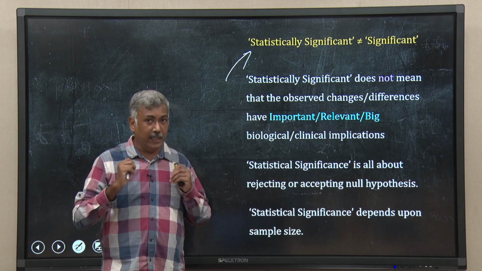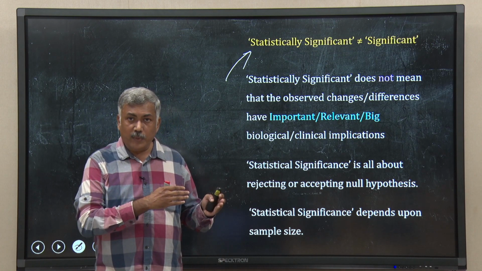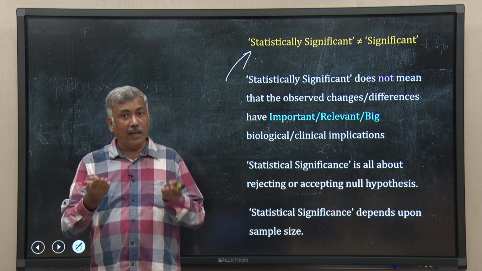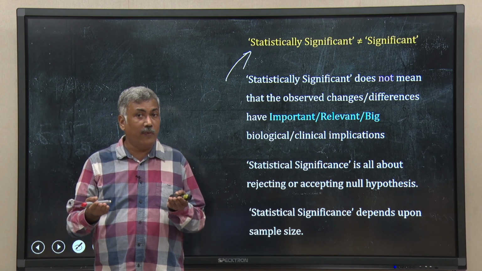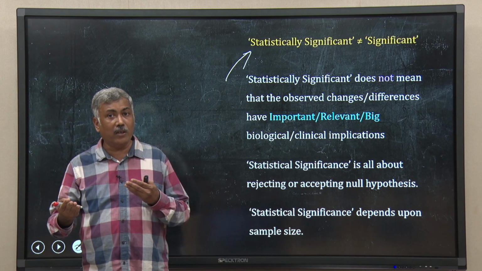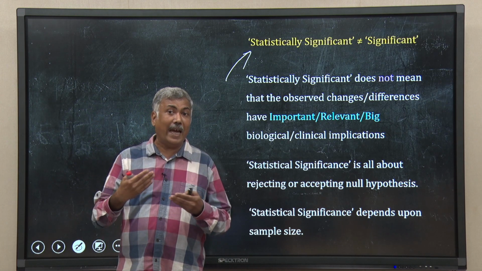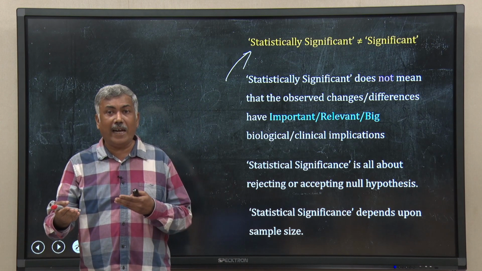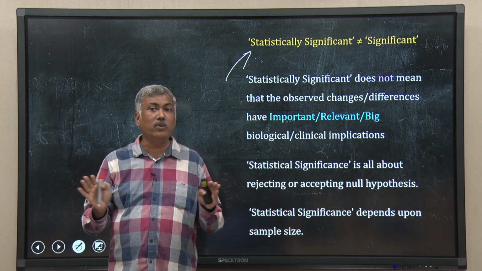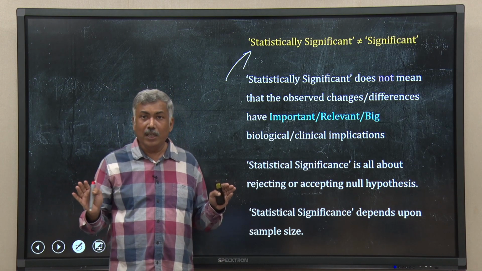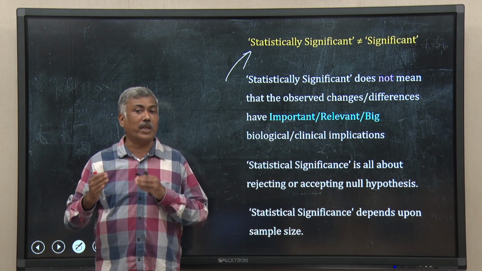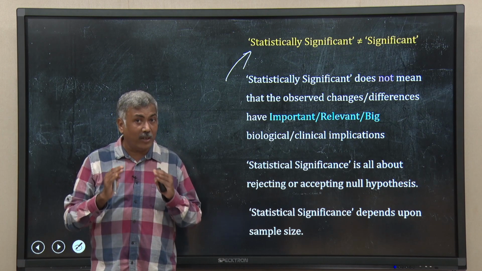clinical implications. For example, in our experimental data that we discussed, we have seen the difference between treated and untreated groups' blood glucose level is statistically significant, but that does not tell me whether that difference is biologically significant or not, biologically relevant or not, whether that will affect the longevity of the rats or not, whether that will affect the metabolism of the rat or not. We do not know, all this information is absent to us. So, we cannot conclude about the biological or clinical implications from a test of statistical significance. That we have to remember.